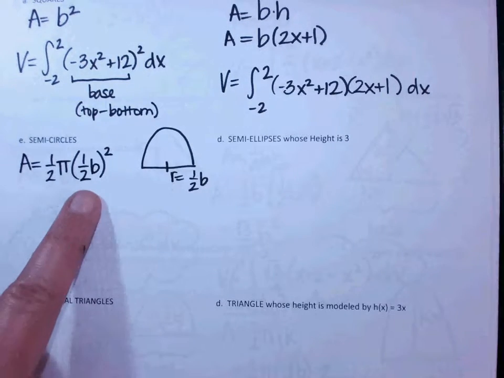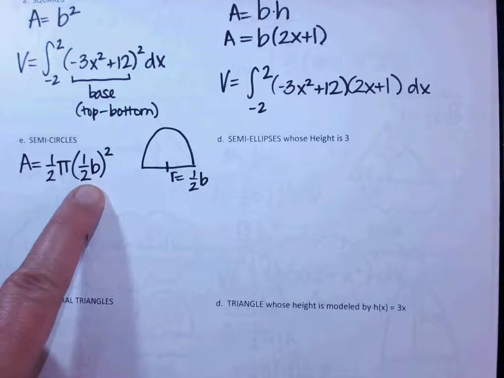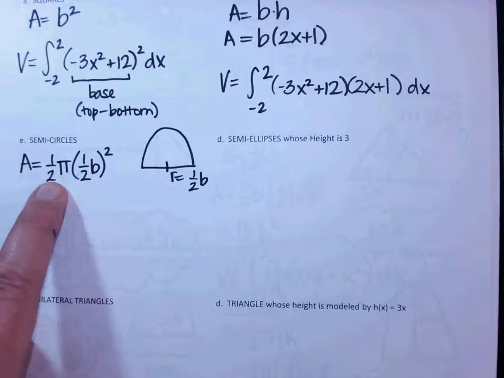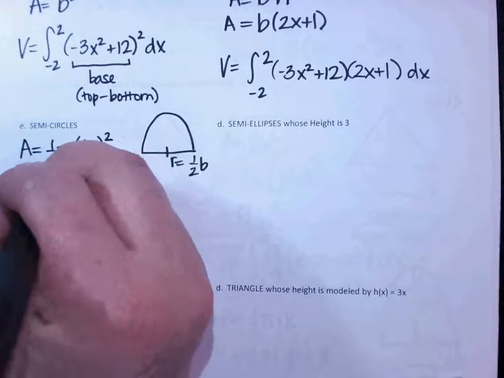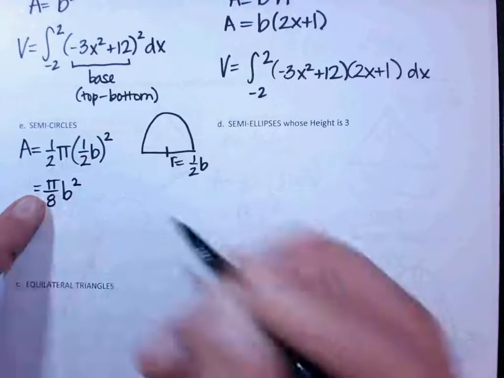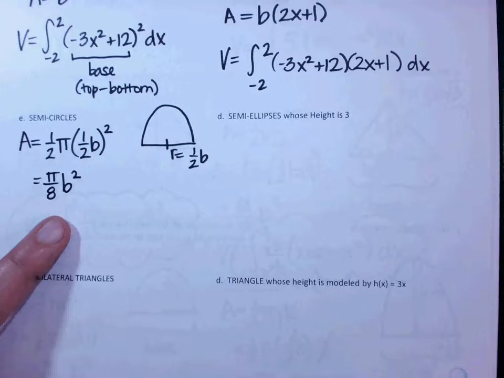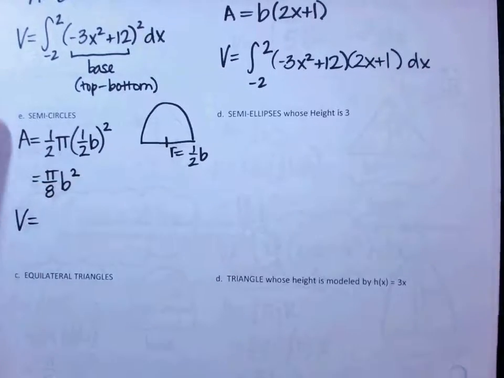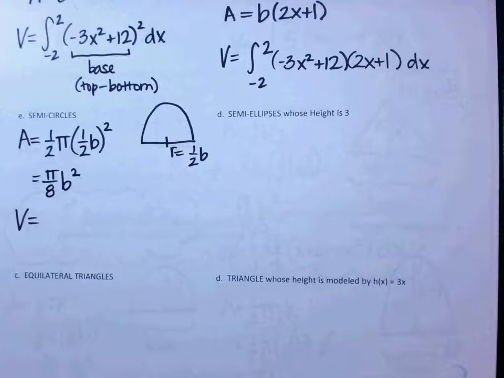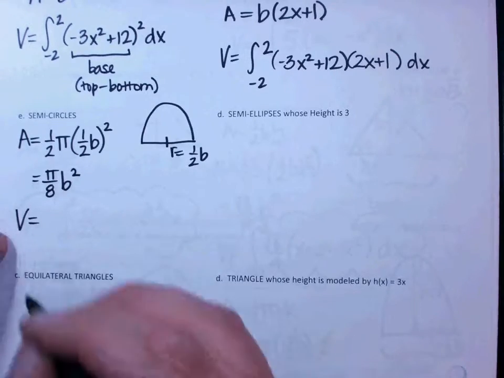Okay, what is 1/2 if I square it? Multiply by the extra 1/2. What would that be? 1/8. So I'm going to make it a pi eighths b squared. That's the same. A semicircle will always be that. Pi eighths b squared. If you want to memorize it, you can, or you can just refigure it out.